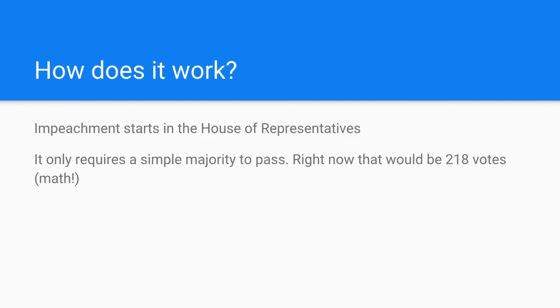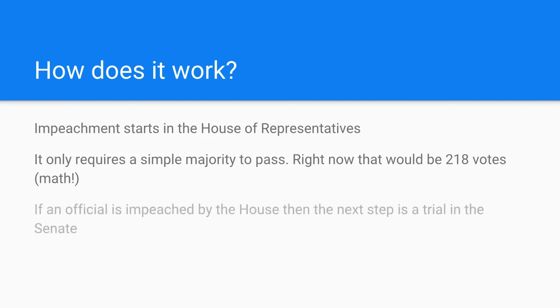If we stop right there, that person is impeached. But they are not removed from office. It just means they've been impeached, meaning the House of Representatives is saying, you've done some things that are wrong, and we think you probably should be removed, but we don't actually get to do that. So who does? The U.S. Senate.